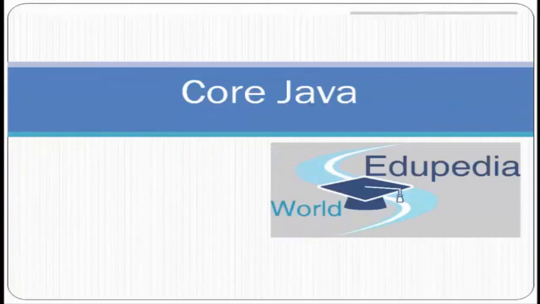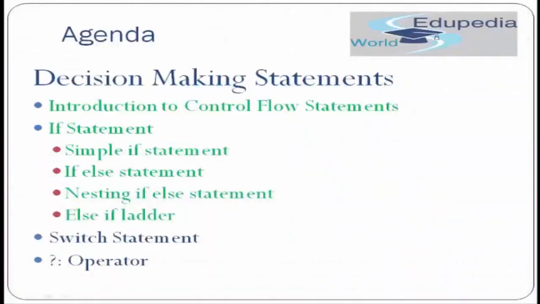In this tutorial, we'll be learning about decision-making statements. Inside that, we'll be learning about switch statement and ternary operator. So far, we have already covered introduction to control flow statements and if statement. Inside if statement, we have covered simple if, else if, nested if, and else if ladder. So we'll start with the switch statement in this video.